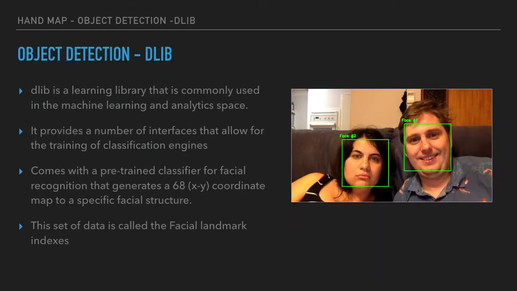dlib is a learning library that is commonly used in machine learning and the analytics space. It provides a number of interfaces that allow the training and classification of certain data sets. It comes with a pre-trained classifier for facial recognition that generates a 68-point XY coordinate map that basically is the structure of a human face. This set of data is called a facial landmark index, but I'll cover it in more detail in the next slide.